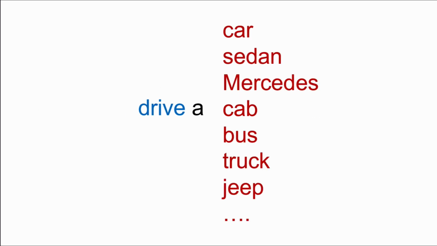And we can further understand the meaning of the word car by looking to see what kind of words commonly appear with its neighbors. So we can further understand what a car is by seeing which words co-occur with drive, such as sedan, Mercedes, cab, bus, truck, and jeep.